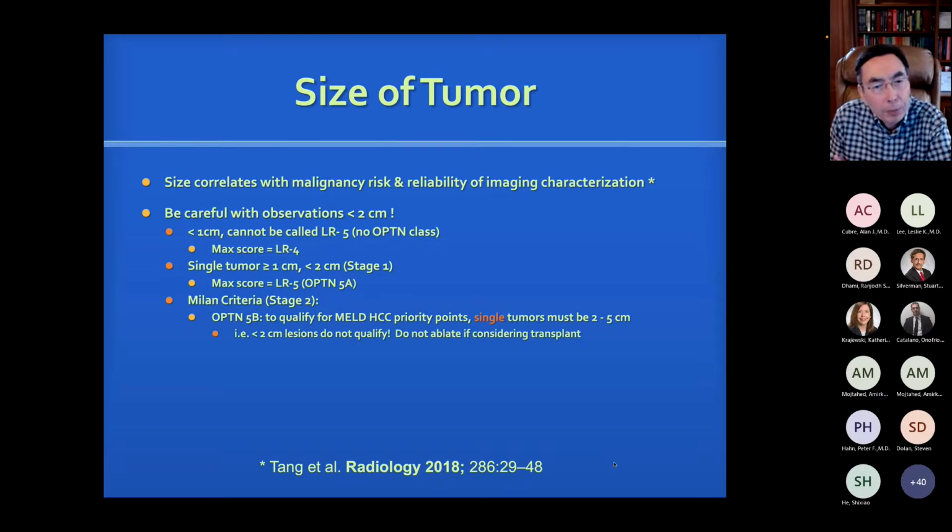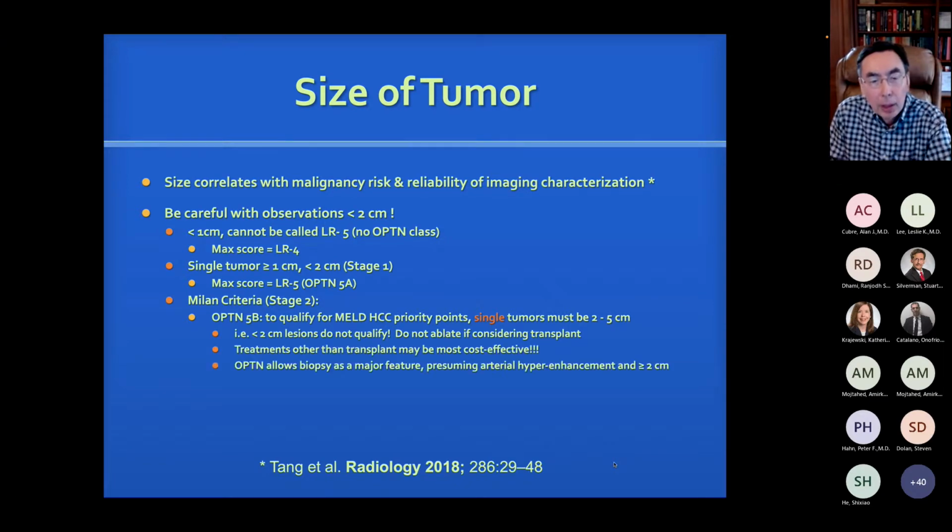If they're less than 2 centimeters, you have to sit there and wait and watch it grow until it gets to 2 centimeters. And then if it meets criteria, you can list the patient for transplant with MELD points. I will say that because ablation and some other local therapies may provide similar or identical survival rates to surgery or transplantation, this is being considered more often in patients, especially if they're not interested in transplantation.